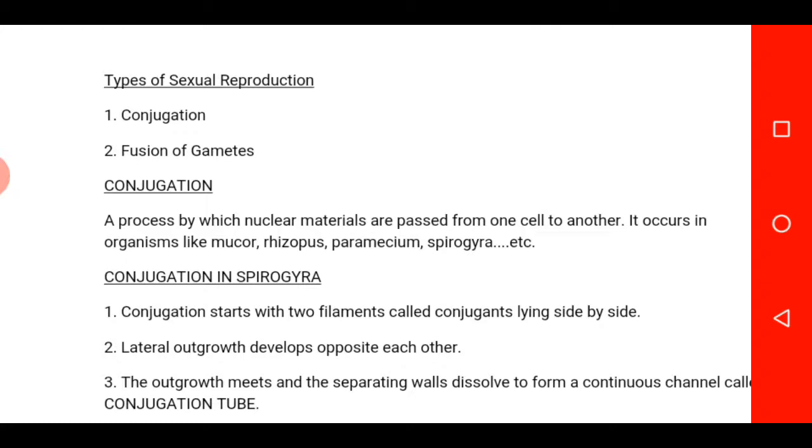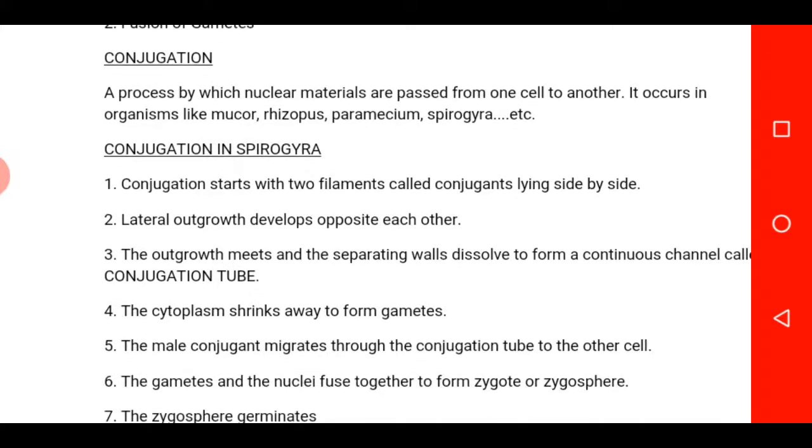So today we are going to look at conjugation in spirogyra as an example of conjugation in organisms. This conjugation involves various stages. The first stage in conjugation is a process by which two organisms lie side by side. Conjugation starts with two filaments called conjugates lying side by side. Don't forget that spirogyra is a filamentous organism. So two of these filamentous organisms lie side by side, and at that particular time we refer to them as conjugates.